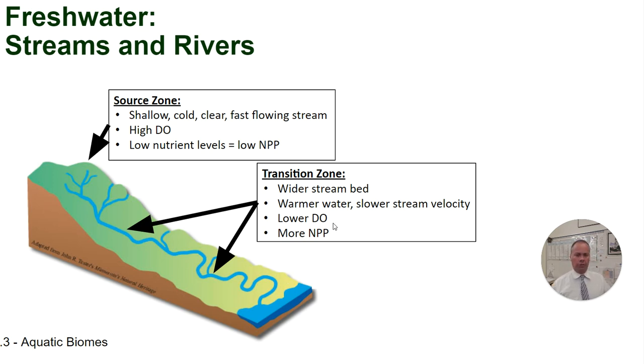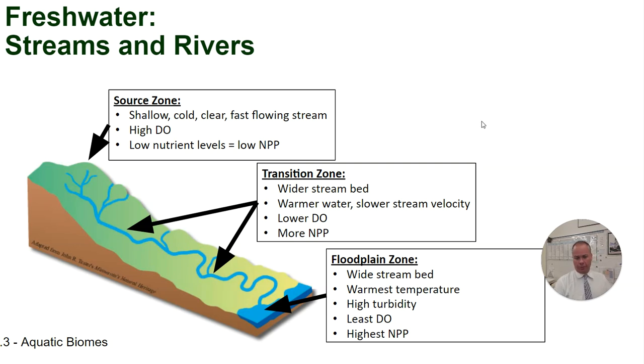As we follow these freshwater streams and rivers downstream, we get into a transition zone where generally the water is slower and may be warmer with less dissolved oxygen, and the stream bed may widen out. Eventually they reach the floodplains, where these streams and rivers empty into a lake or an ocean or something else, where we have the slowest water, warmest temperatures, often high turbidity, and the least amount of dissolved oxygen.